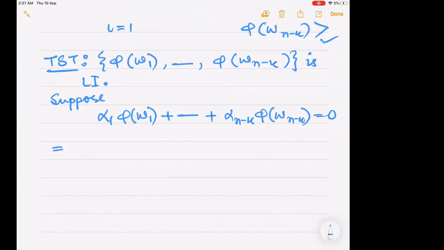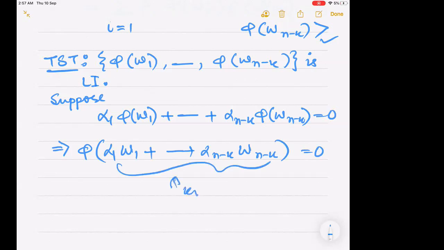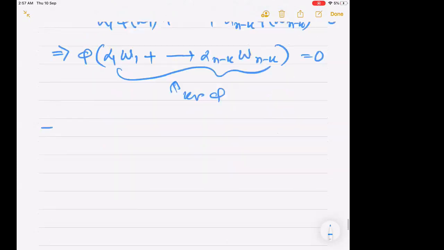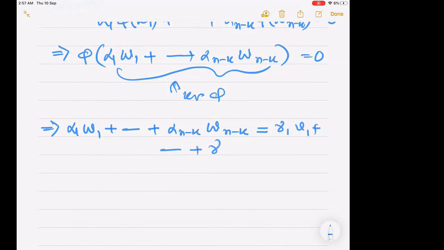By linear map, this means phi acting on alpha 1 w1 plus dot dot dot up to alpha n minus k wn minus k is equal to 0. But what does this mean? This means this vector must belong to the kernel of phi, isn't it? Because phi of this is going to 0. But if this belongs to the kernel of phi, and we already have a basis for the kernel of phi, this means alpha 1 w1 plus dot dot dot up to alpha n minus k wn minus k must be equal to some gamma 1 v1 plus dot dot dot gamma k vk.